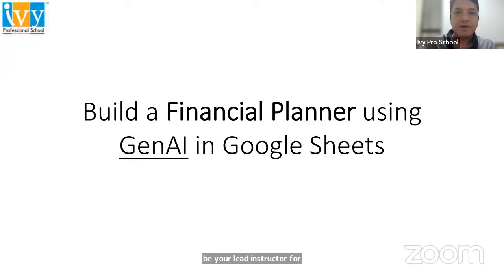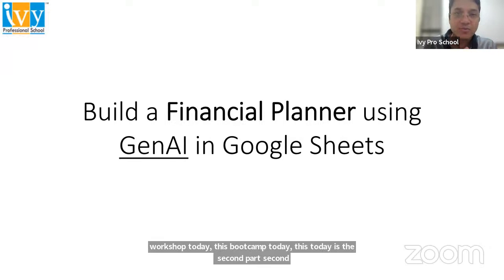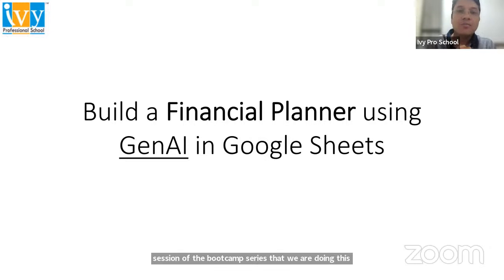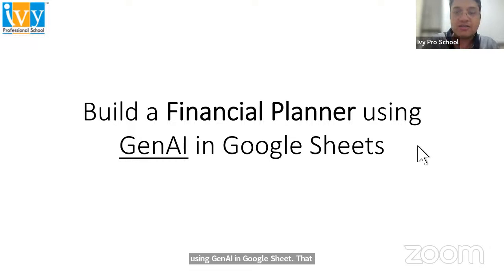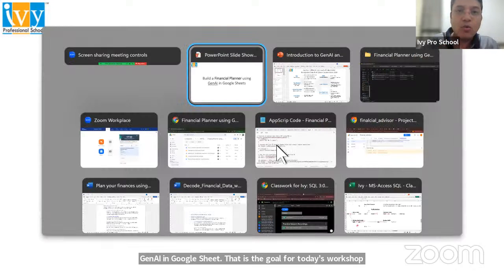Today is the second session of the bootcamp series that we are doing this week at Ivy Pro School to help you build great Gen AI apps as well as become great in data and AI. Today, the focus is to help you understand how to build a financial planner using Gen AI in Google Sheet. That is the goal for today's workshop. And let me show you what this financial planner is supposed to do.